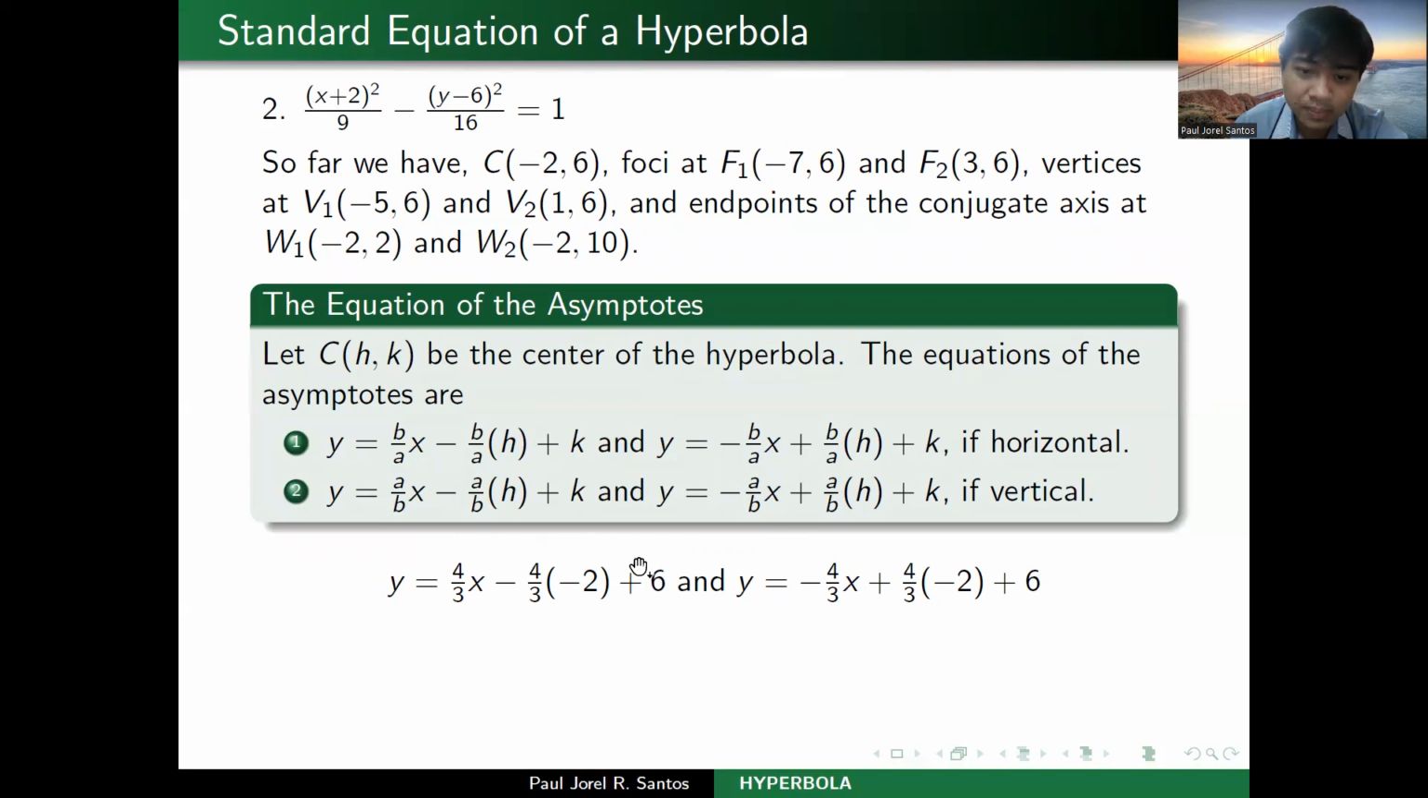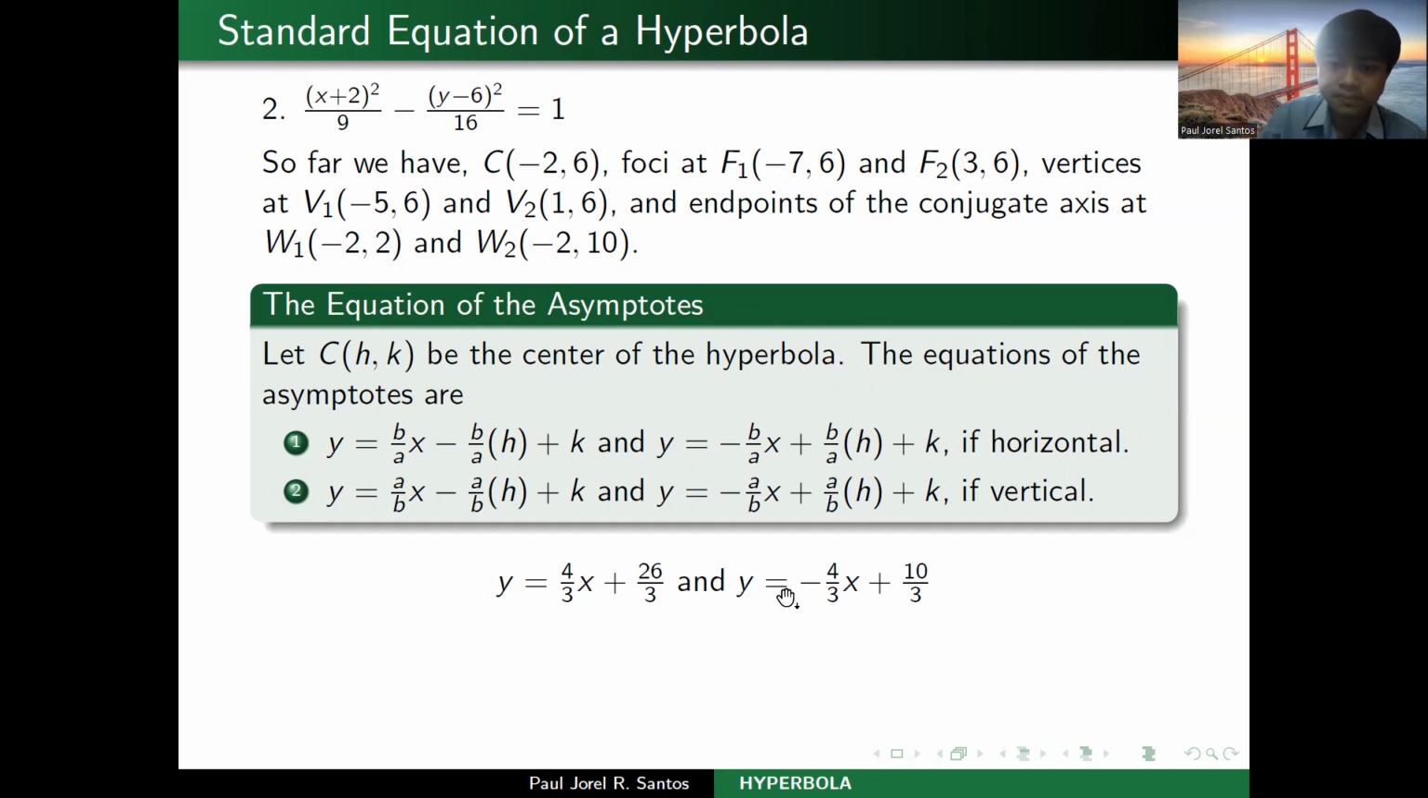We are just to simplify this now. And for this one, we have negative 8 over 3, since positive 4 multiplied by negative 2 is negative 8 over 3, plus 18 over 3 will give us 10 over 3. So the results are y equals 4 over 3 x plus 26 over 3, and y equals negative 4 over 3 x plus 10 over 3. So those are the equations of the asymptotes.